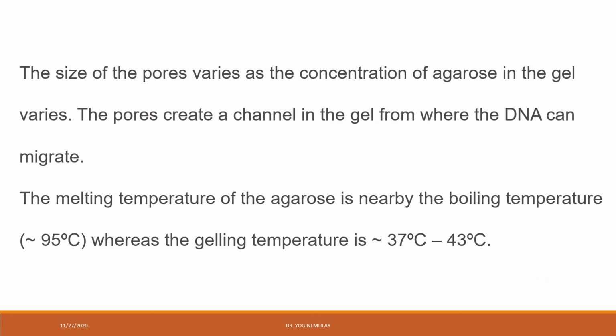Now, the size of pores varies with the concentration of agarose in the gel. The pore creates a channel in the gel through which the DNA can migrate. If this is a pore present in the gel, then through this pore the DNA can migrate. The melting temperature of agarose is near the boiling temperature, almost 95 degrees Celsius, whereas the gelling temperature is 37 to 43 degrees.